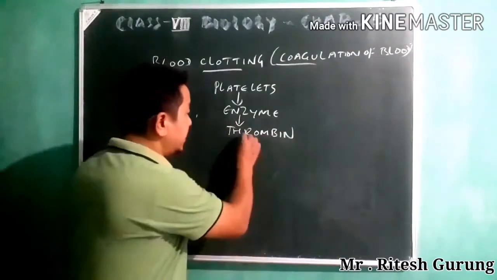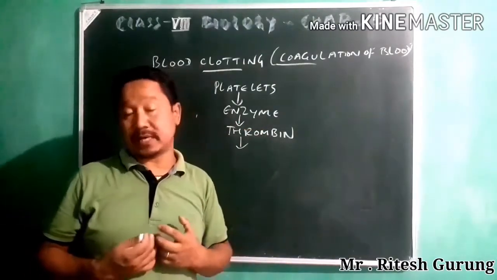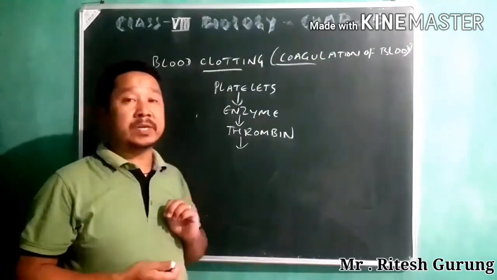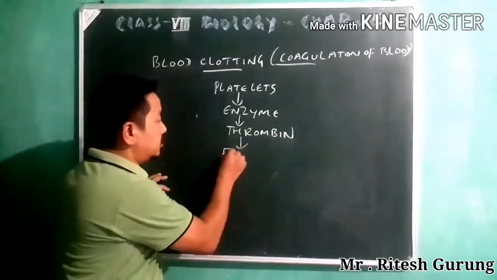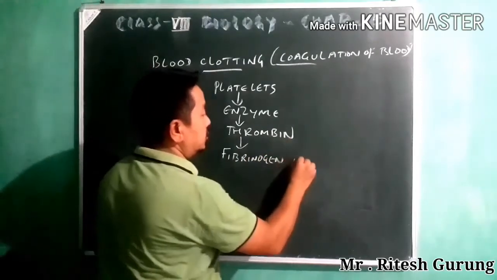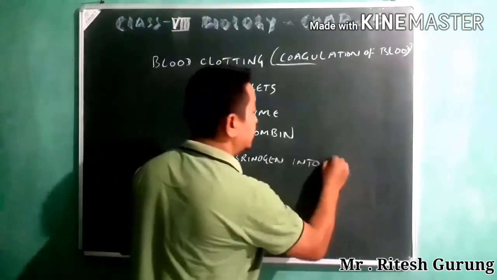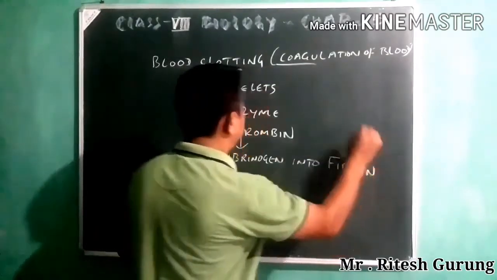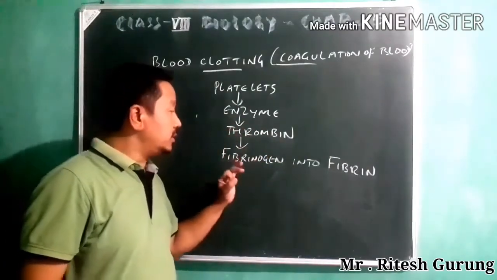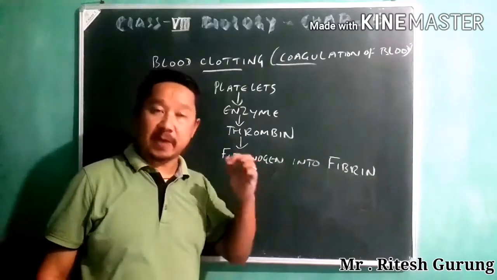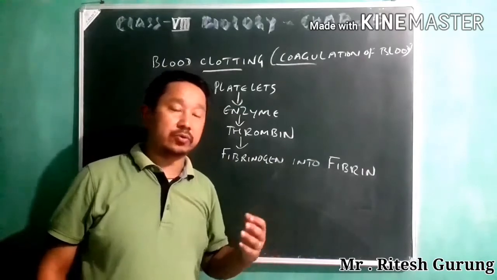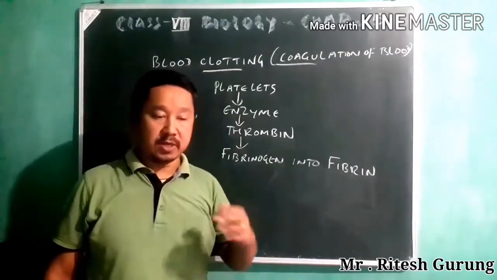Then this thrombin has a capacity by virtue of which it converts fibrinogen into fibrin. See here, thrombin, a kind of protein, has the capacity to convert fibrinogen into fibrin. What is fibrinogen? Fibrinogen is also a kind of protein which we discussed last time when we were going through the composition of plasma, blood plasma.